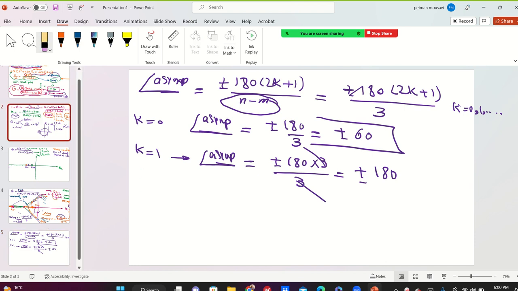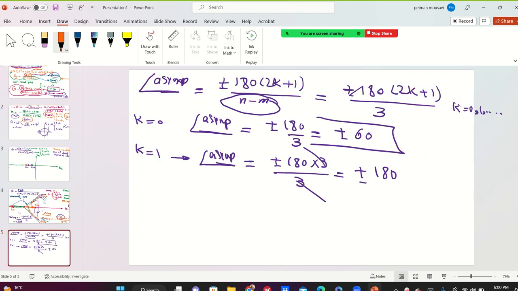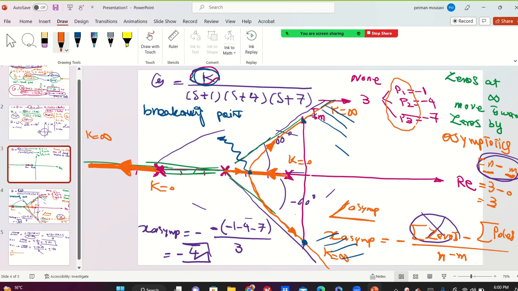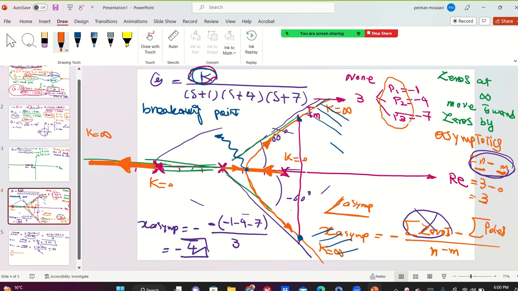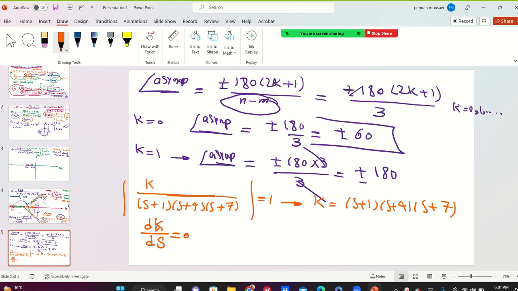Oops, where is that? This. Because K over (S plus 1)(S plus 4)(S plus 7), its magnitude is 1. You can say K is equal to (S plus 1)(S plus 4)(S plus 7). Now what you're going to do is put dK over dS equal to 0. We have to calculate this, and it's going to give you the breakaway point.